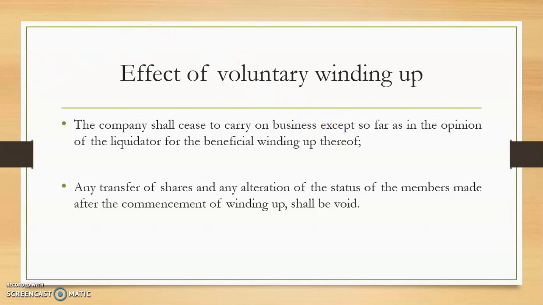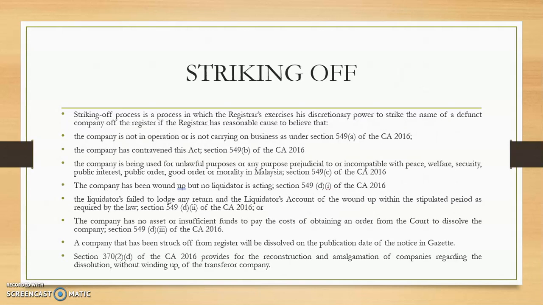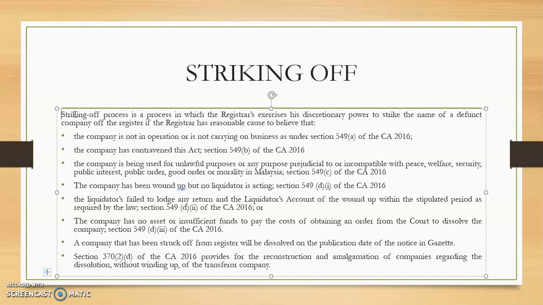So now we are moving on to striking off. Okay, what is striking off? The process in which the registrar exercises his discretionary power to strike the name of a defunct company from the register, if the registrar has reasonable cause to believe. Okay, there are so many beliefs here. So basically, first one, the company is not in operation or is not carrying on business under section 549. Okay, what is section 549?